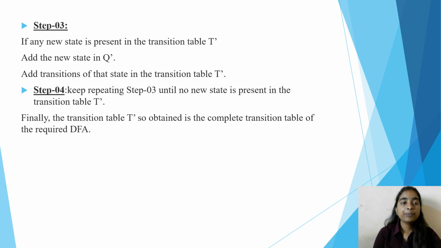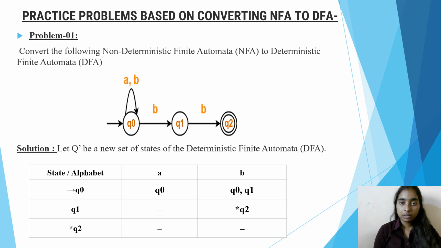In step 3, if any new state is present in the transition table, add the new state to Q'. Add the transition of the state in the transition table T'. Step 4: Keep repeating step 3 until no new state is present in the transition table. Finally, the transition table T' so obtained is the complete transition table of the required DFA. Now the practice problems based on converting from NFA to DFA.